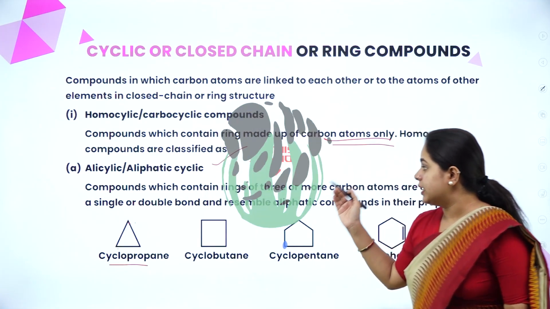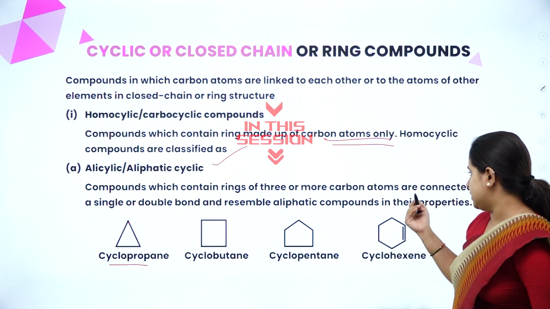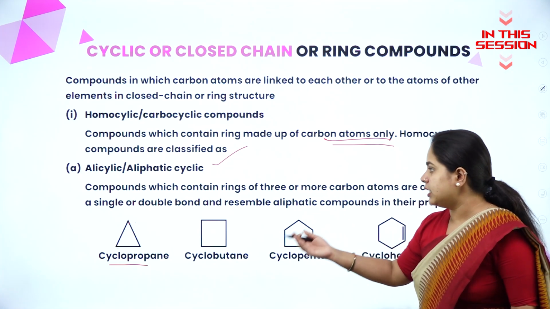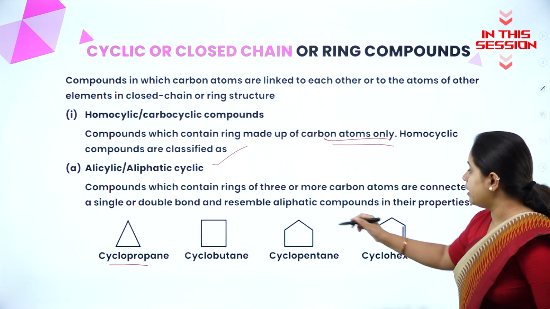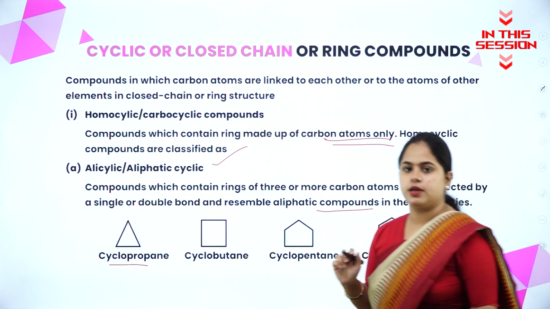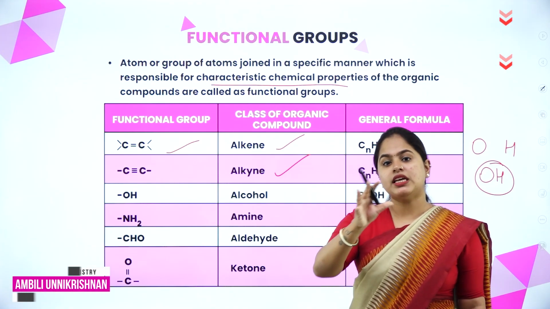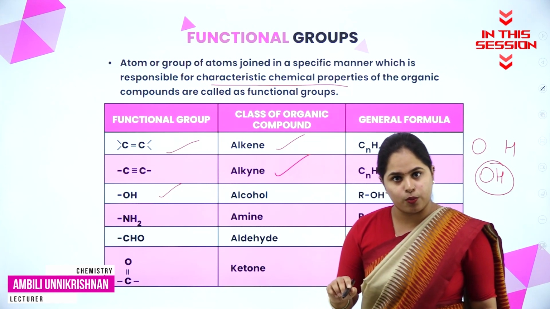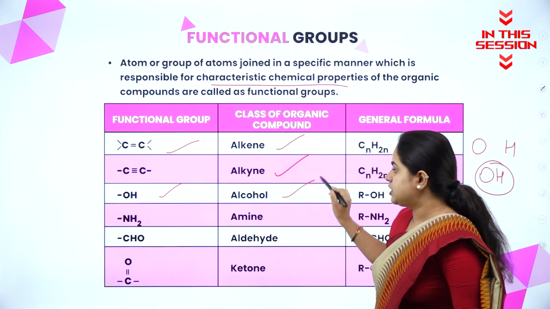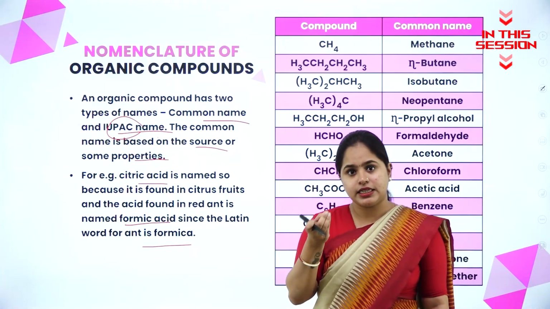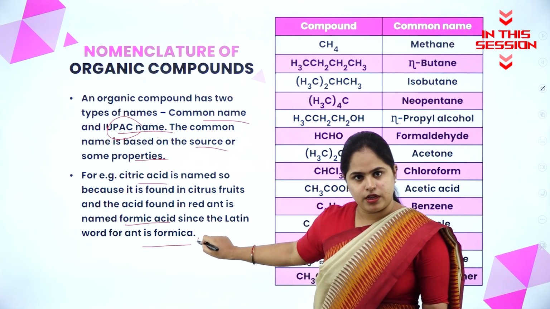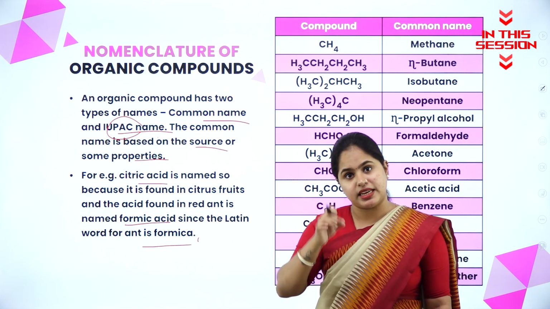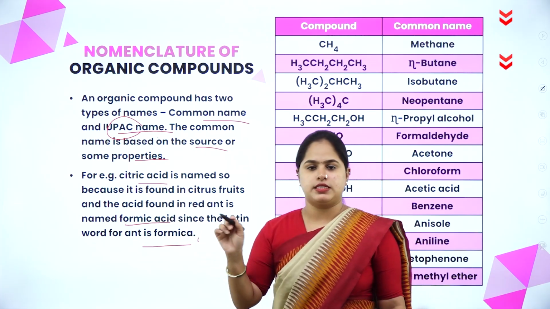Compounds which contain rings of 3 or more carbon atoms connected by single and double bonds and resemble aliphatic compounds in their properties. All the alkynes will be having the same chemical properties, right? Next is the OH group. OH is the hydroxyl group, which is the alcohol. The Latin name of ant is Formica. Hence, the acid which is present in ant is named formic acid.